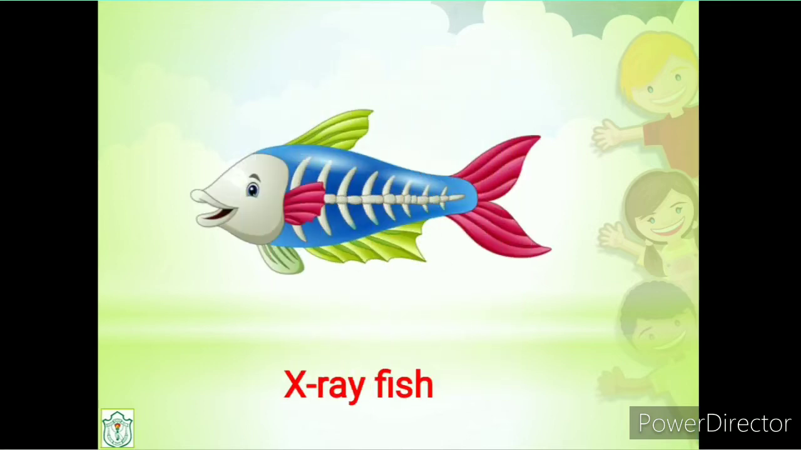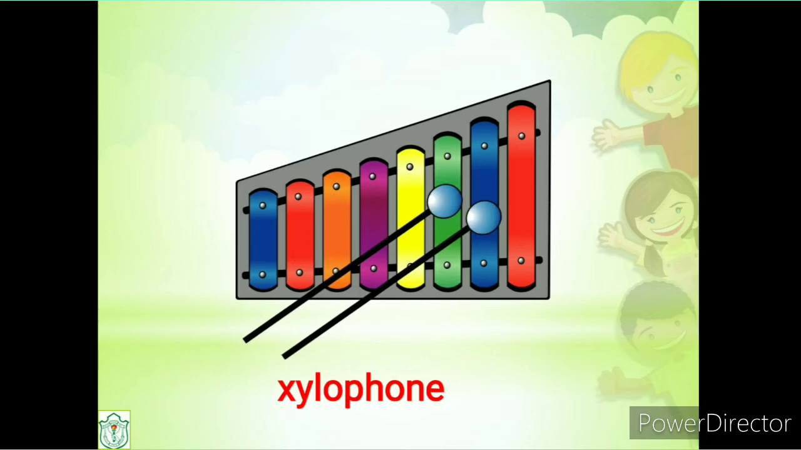Children, now let's see some pictures which start with letter X and have the X sound. This is a picture of an x-ray fish. X-ray fish. Xylophone. This picture is not starting with letter X, but we can say X for xylophone. The spelling of xylophone starts with letter X.